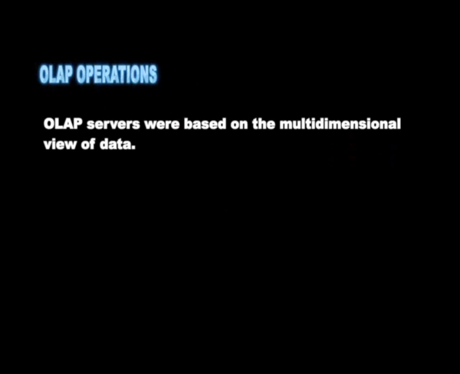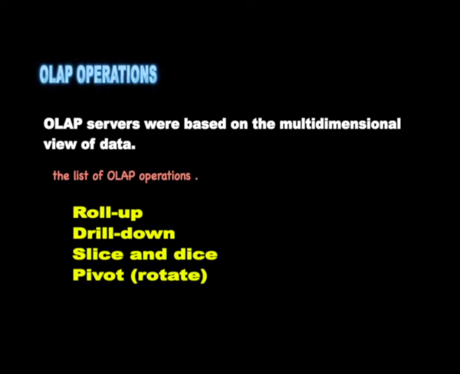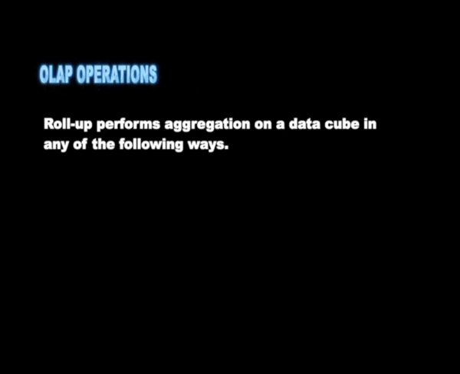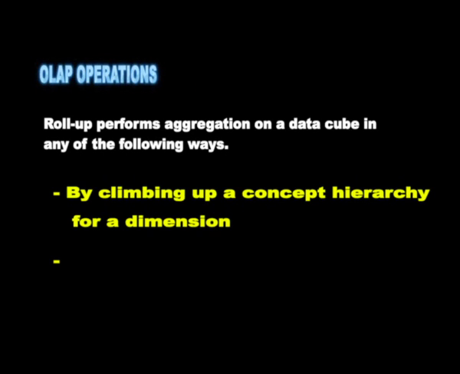OLAP servers are based on the multidimensional view of data. The following is the list of OLAP operations. Number 1, roll up. Number 2, drill down. Number 3, slice and dice. Number 4, pivot or rotate. Next, we can discuss how roll up works. The roll up operation performs aggregations on a data cube in any of the following ways: by climbing up a concept hierarchy for a dimension, or by dimension reduction.